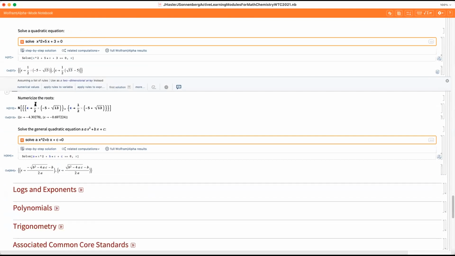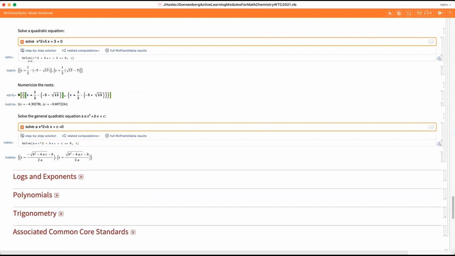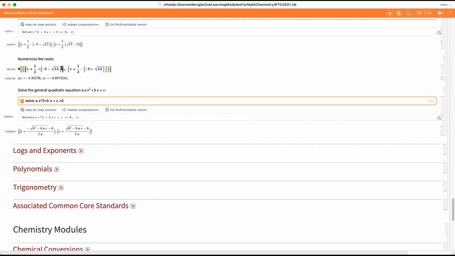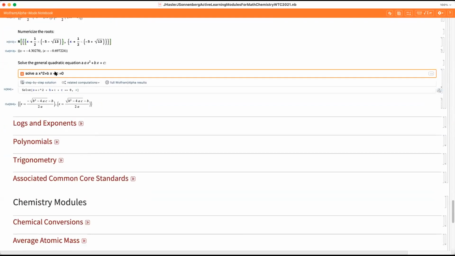So if we numericize the roots, which in a math class you might be more used to this symbolic representation here, and then in your science classes you may prefer a numeric representation of those. So we can get the numeric representation by using the output suggestion here of numerical values. We obtain this cell here. This allowed us to numericize these roots. And we found -4.30278 and -0.697224. You can solve this in complete generality.